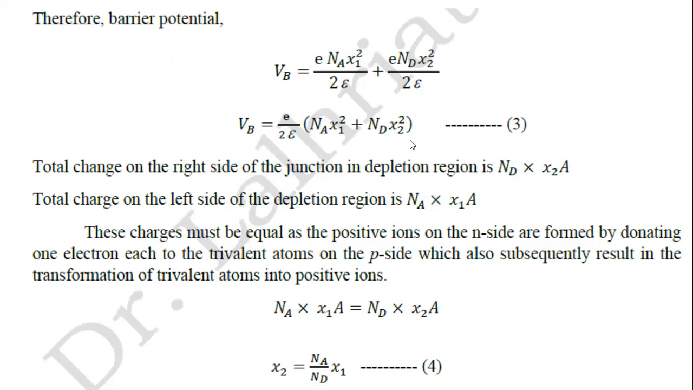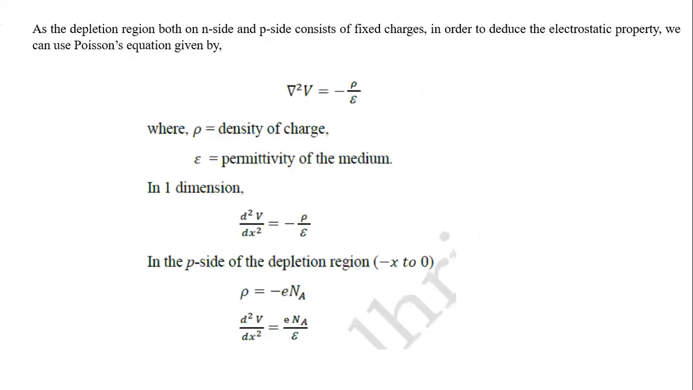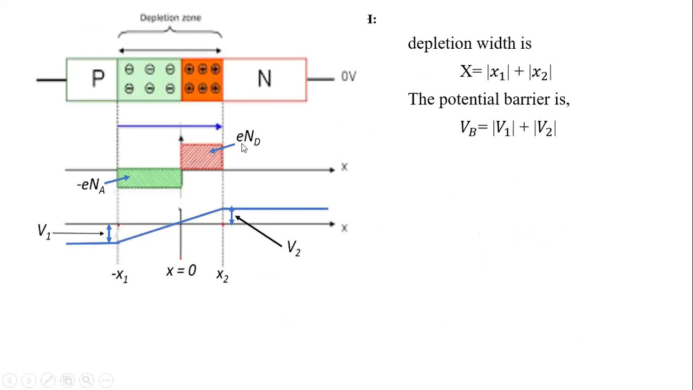Now, E into Nd, as I said, is the charge density. If you want to know how much charge is available here, you can do it by multiplying the density with the volume of the region. What is the volume of this region? What is the length now? The length is x2, that is 0 to x2. And if you want to find the volume, you have to multiply the length with the cross-sectional area. This is the depletion region.